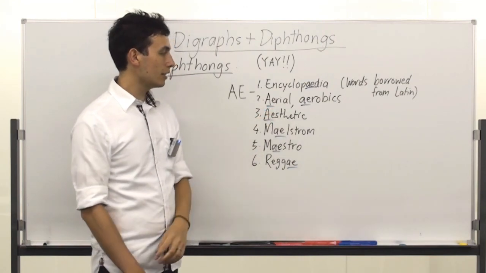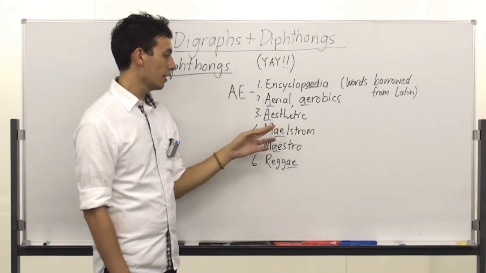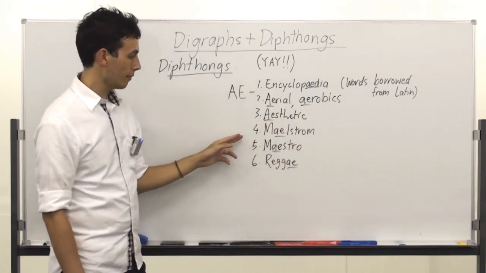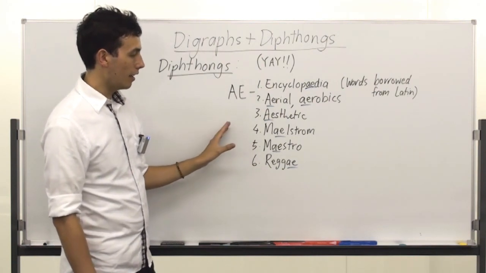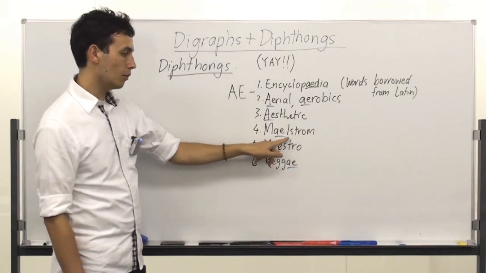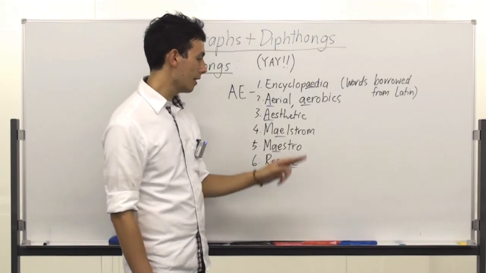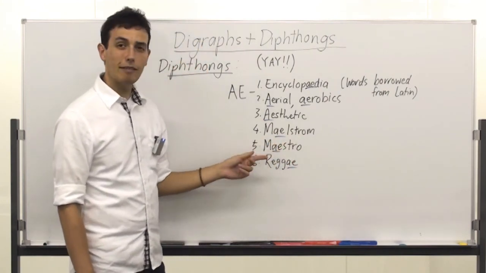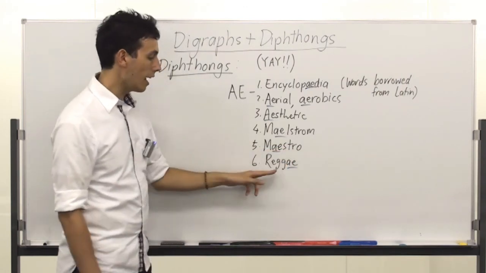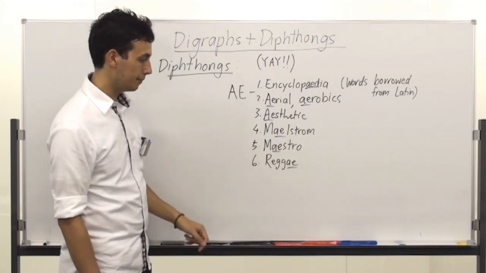We have the short E sound as in aerial, aerobics. We have the A sound as in aesthetic. We have ale. So here it's modified by the L. It becomes maelstrom. That's a tough word, maelstrom. Here we have an I sound, long I, maestro. And lastly we have long A sound, so reggae.